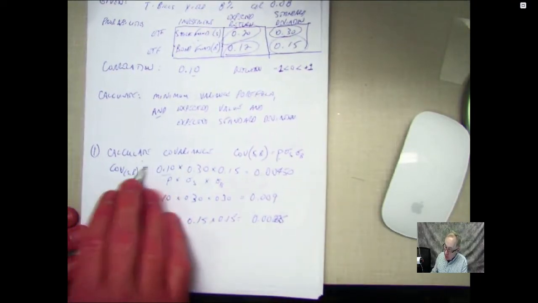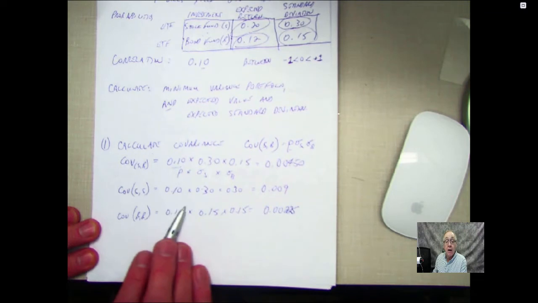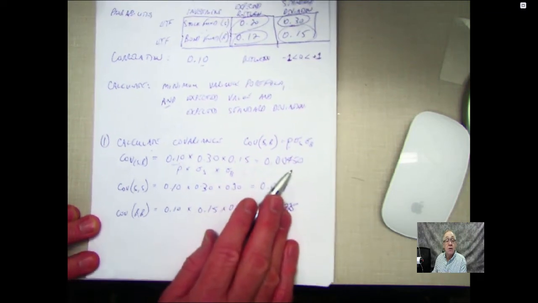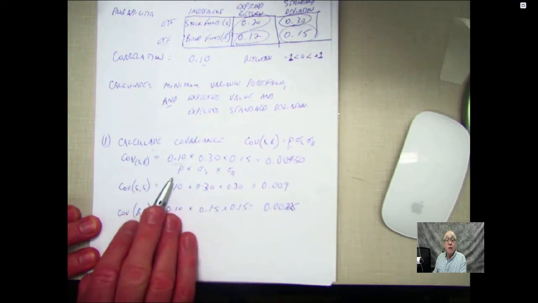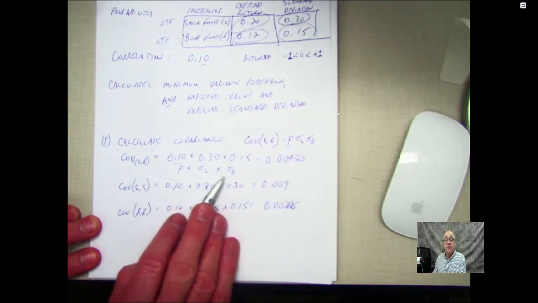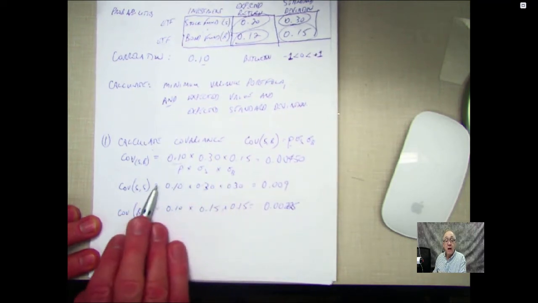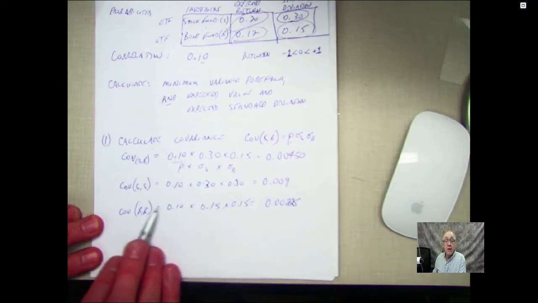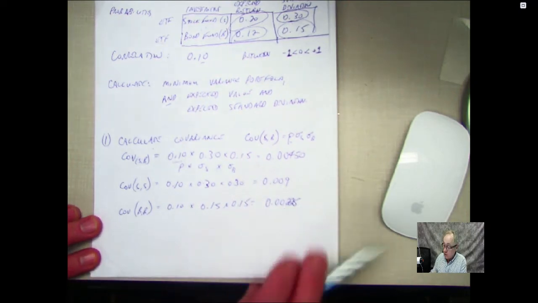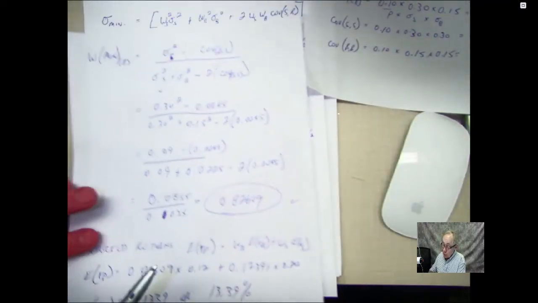First step was calculating covariance, and we computed the covariance for the stocks and bonds at 0.0045. Remembering that's rho times standard deviation times standard deviation. Covariance on stocks against stocks, 0.009. Covariance on bonds times bonds. Okay, then step 1.